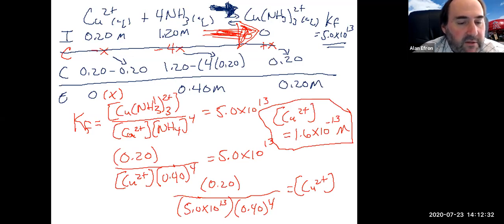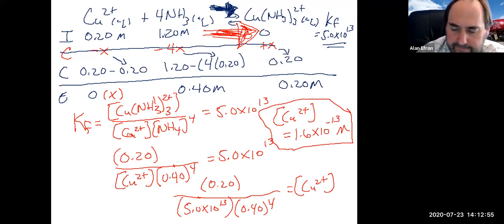And that's why when you do these types of problems, the change part is always the metal that's part of the complex ion. That always gets used up first because it's kind of like the limiting reagent, right? As soon as you get rid of that metal, there's no possible way to make the complex ion. So it's 100% going to get used up. And the 0.2 was the amount of the free copper 2 that we started with in that case.